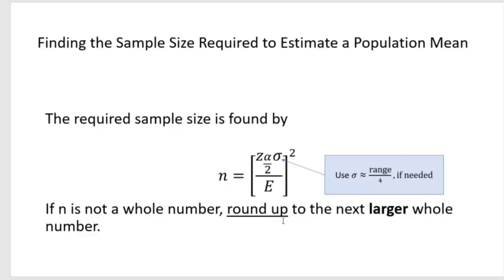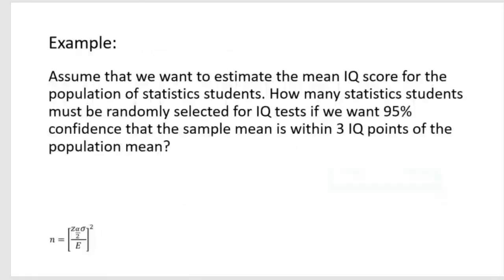And if you don't get a whole number, since you can't survey half a person or do half an experiment, you're just going to have to round up. I don't know that that's really rounding. It's more like going up to the next larger whole number. Here's another example. You want to estimate a mean IQ score for the population of statistics students. How many statistics students must be randomly selected for an IQ test if we want 95% confidence that the sample mean is within 3 IQ points of the population mean?